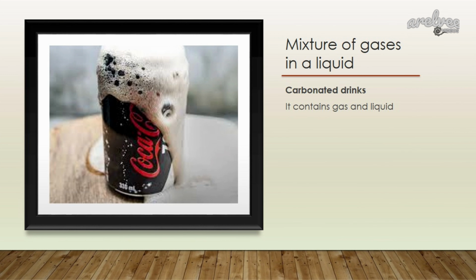Now, mixture of gases in a liquid. The example given here is carbonated drinks. It contains gas and a liquid. There is one phase of matter in a bottle of soda, a liquid phase. Soda is a mixture of water, carbon dioxide gas, and solid sugar. Sugar is dissolved in water, and carbon dioxide is dissolved in water under pressure. At this point, you have two phases, the liquid and the gas bubbles of carbon dioxide.